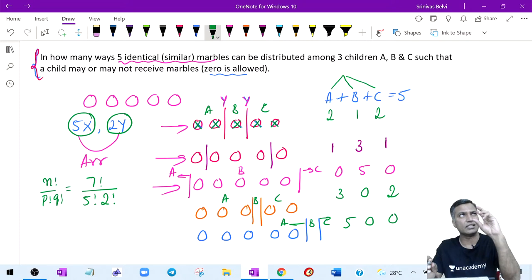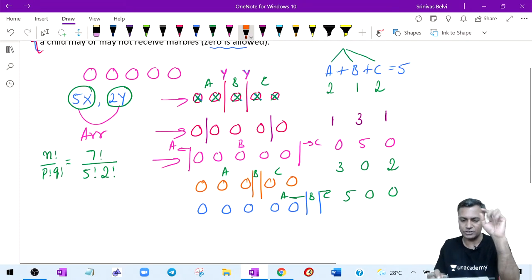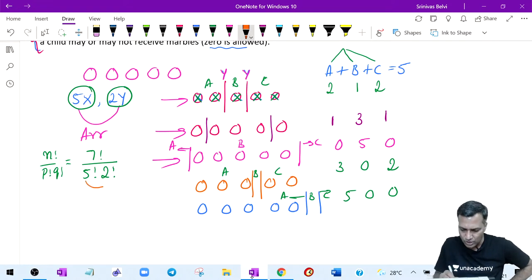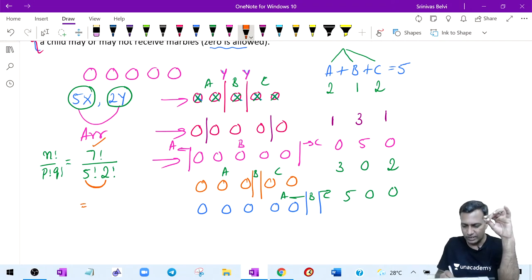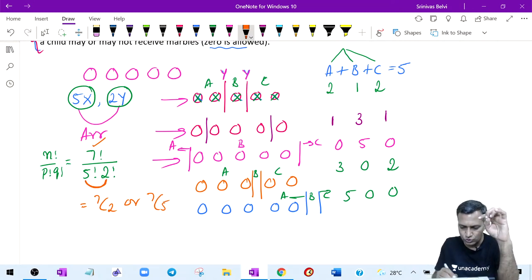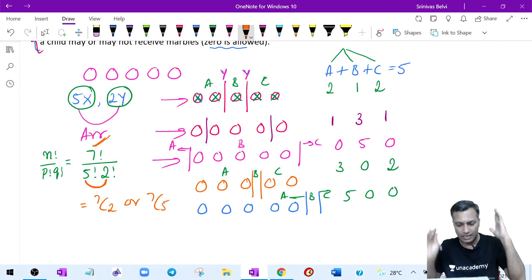So if you wanted to understand where this N factorial by P factorial, Q factorial comes from, this is where it is coming into the picture. Now in this case, since these two numbers, not factorials, only numbers, 5 plus 2 adds up to 7, this can also be written as 7C2, or it can also be written as 7C5. Whenever the sum of these two numbers adds up to this number, we can write it like this.